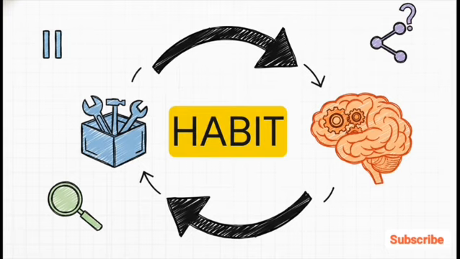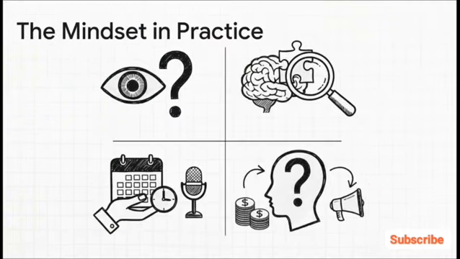The real goal here is to build the habit of pausing, of questioning, and investigating before you hit believe or share. So what does this mindset actually look like day to day? Well, it means choosing to be curious instead of just being certain. It means being extra skeptical of stories that seem to perfectly confirm everything you already believe. That's a huge trap called confirmation bias.